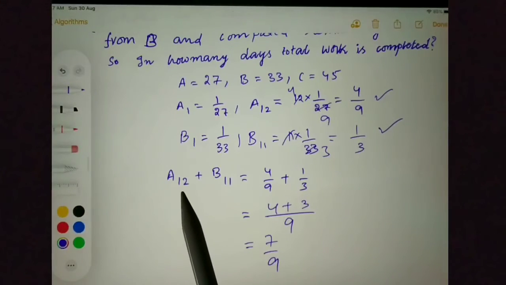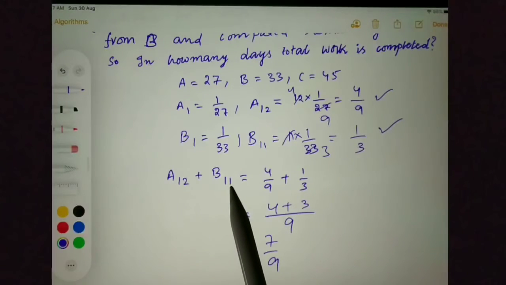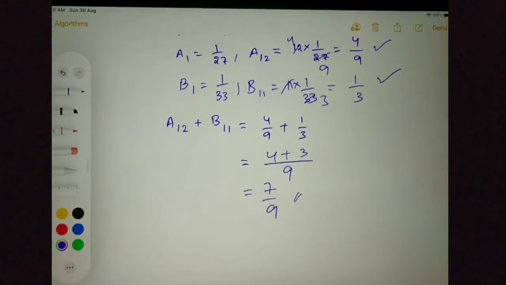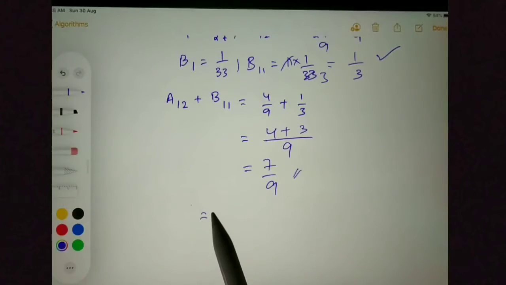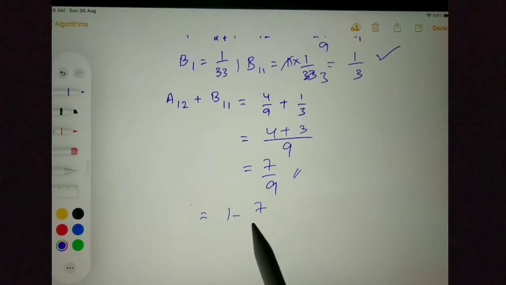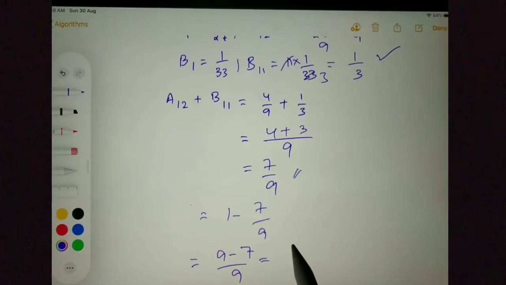So by A working 12 days and B working 11 days, they could complete 7 by 9 of the work. To get the remaining work, we need to subtract it from 1. 1 minus 7 by 9 is 9 minus 7 by 9, which is 2 by 9. This is the remaining work.